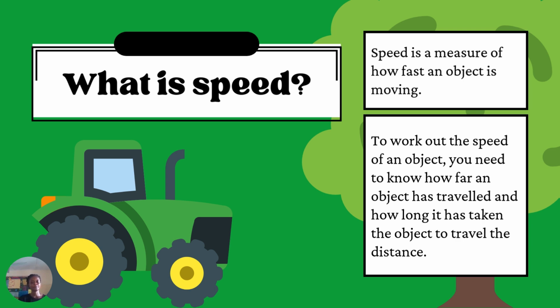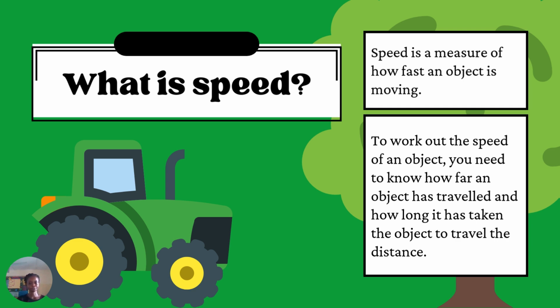Now, speed is a measure of how fast an object is moving. Speed is a measure of how fast an object is what? Moving. When an object is moving from one place to another, speed helps to tell us how fast the object is going.